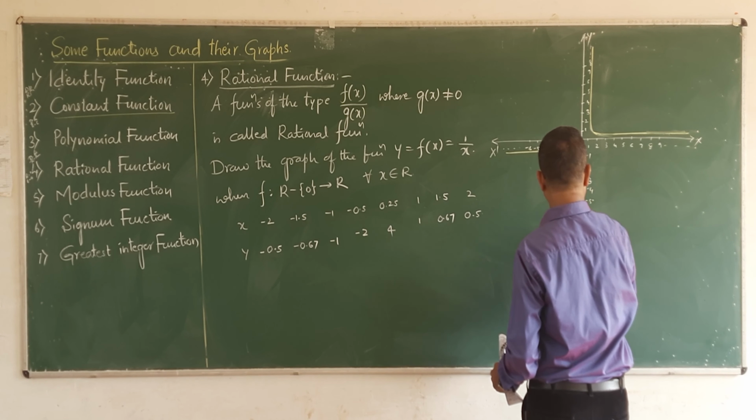Then draw the graph of the function y is equal to f of x, that is 1 by x. Now locate those points in the x and y axis. Now the graph shows like this. This is the graph of the function y is equal to 1 by x. The domain is the set of real numbers except 0. Range is the set of real numbers except 0. This is the graph of the rational function. Here, students.